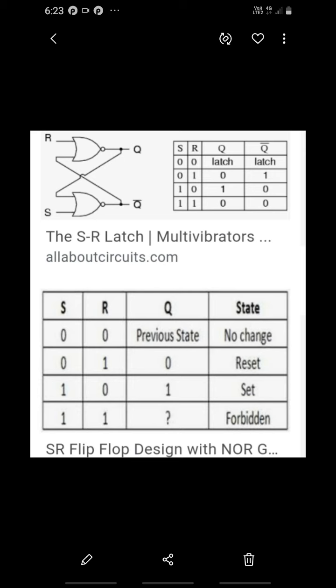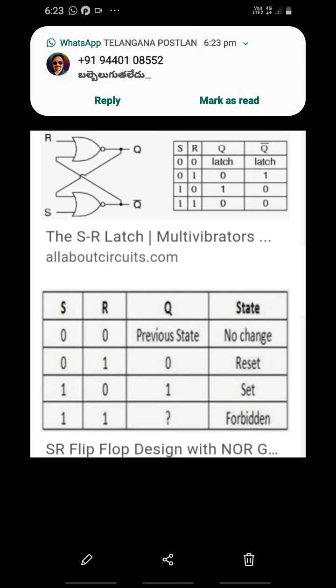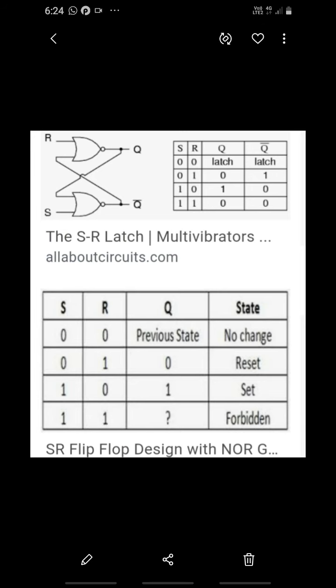This output is cross coupled with this input, and this input is cross coupled with this output, and this one is R and this one is S. R stands for reset, S stands for set, and Q and Q bar are the outputs.